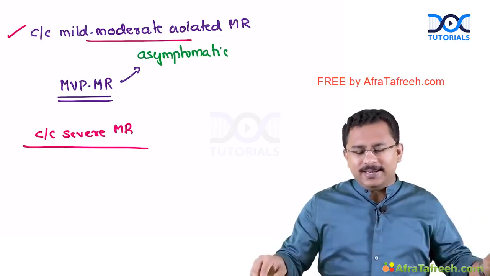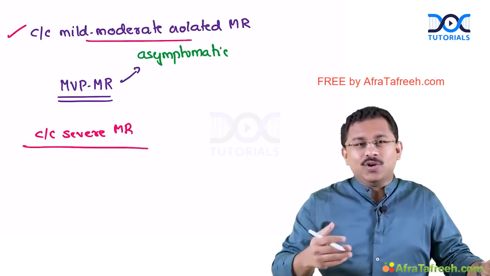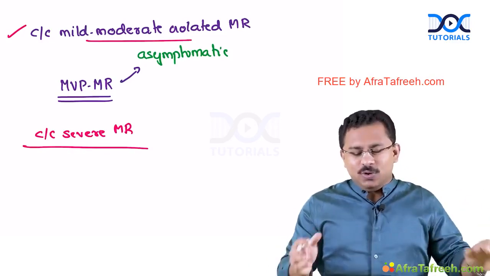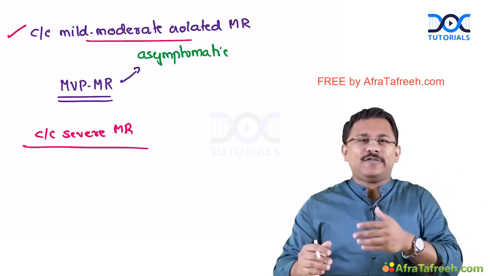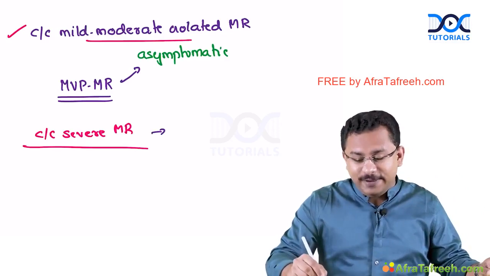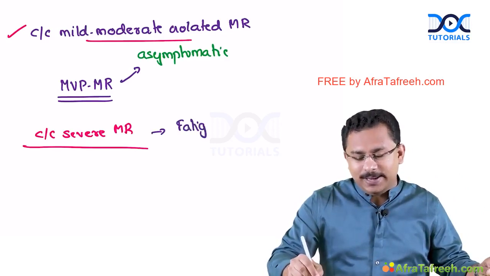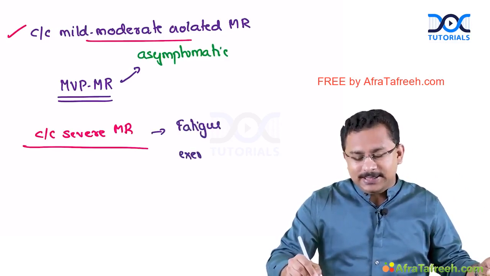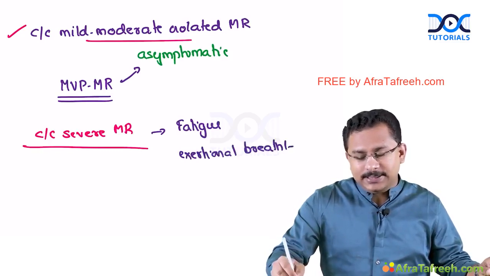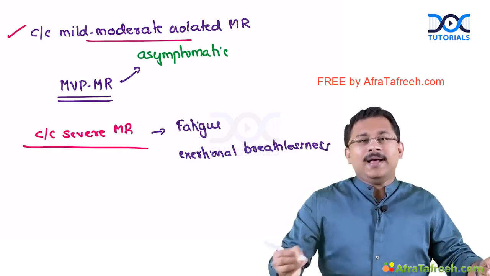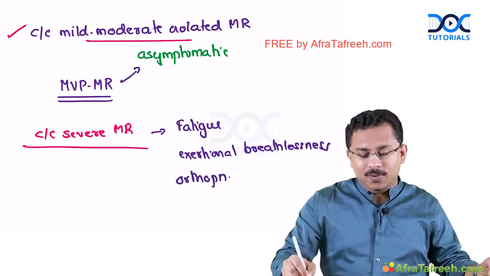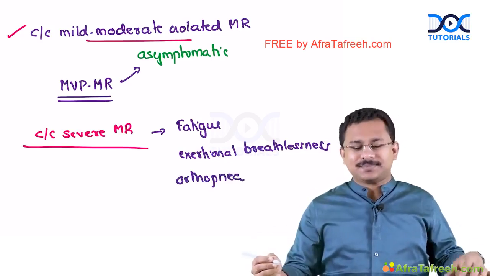There might be some fatigue, which might not be noticed by the patient, or he might attribute it to something else. When the patient goes to a stage of chronic severe MR, he goes on to have more significant fatigue. He might develop exertional breathlessness, and he can go on to develop symptoms like orthopnea.